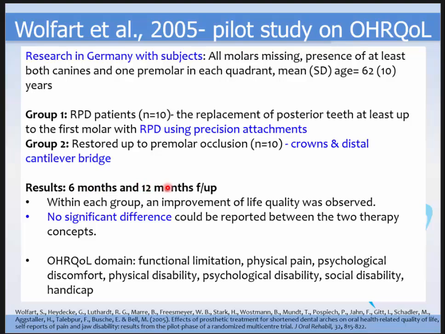At 6 months and 12 months follow-up, in each group, they found there was an improvement in quality of life. However, there's no difference between these two groups. So whether you provide a patient with dentures with precision attachments or crowns and distal cantilevers, they found that there is no difference in quality of life.